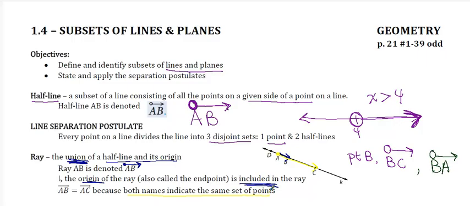Because the arrow means it goes on forever. So since it says AB, but there's an arrow here, AB is all of this forever. And AC is also all of this forever, in that direction. It just doesn't go the other direction. It does not include D.